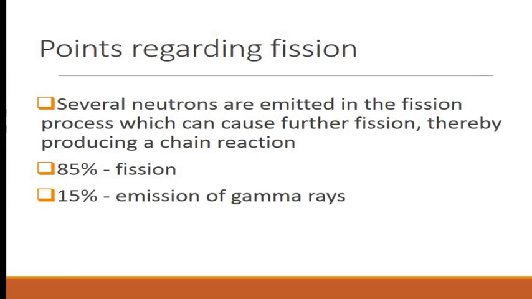But the probability of fission is 85%. This uranium nucleus can undergo de-excitation by the emission of gamma rays also. So the excited uranium nucleus can either undergo nuclear fission or undergo emission of gamma rays. And the probability of emission of gamma rays is 15%.